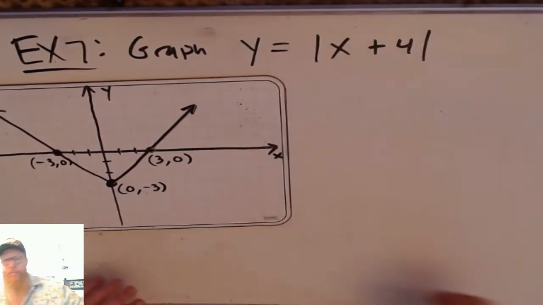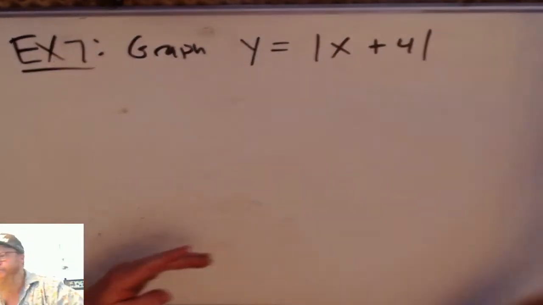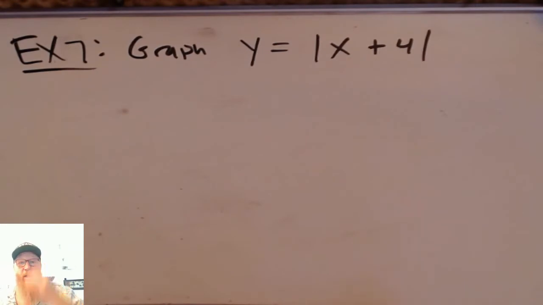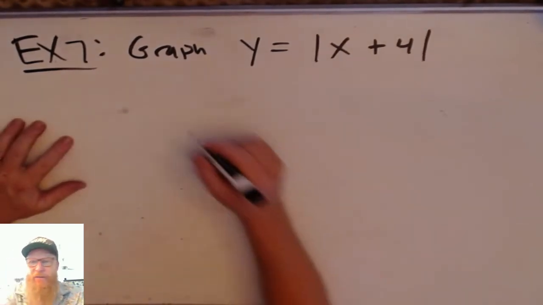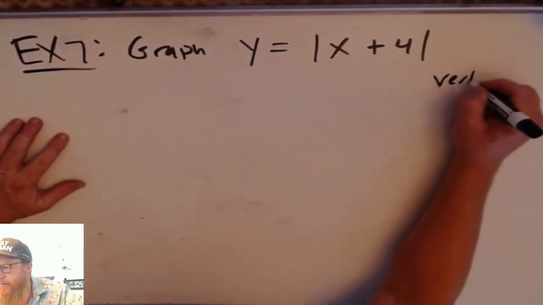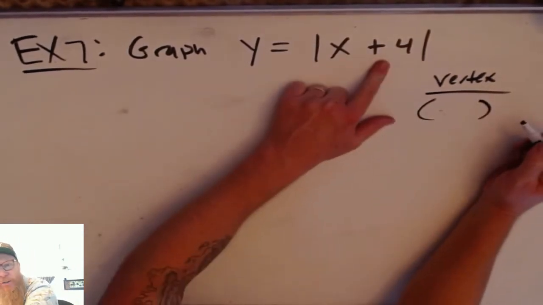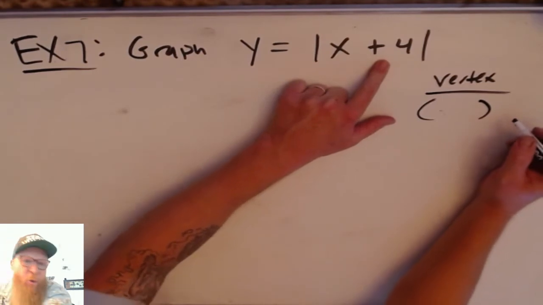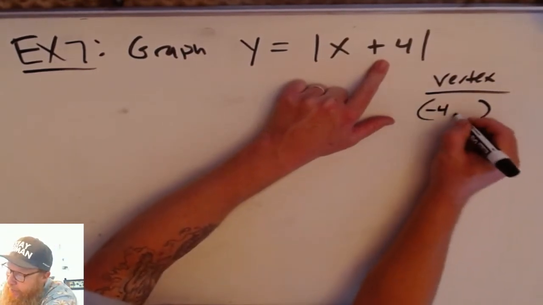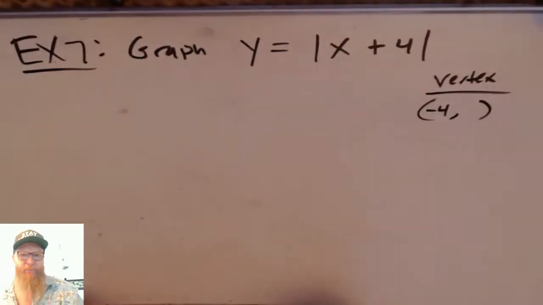All right, another example. Graph y equals absolute value of x plus 4. Go ahead and find the vertex. This time there is a horizontal shift. It's +4. Remember, horizontal is opposite, so +4 actually means -4. It's been shifted to the left.